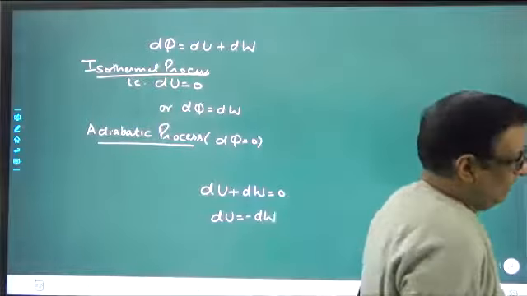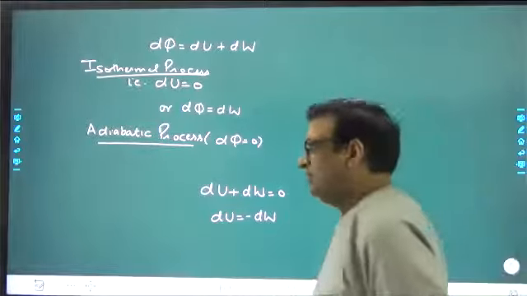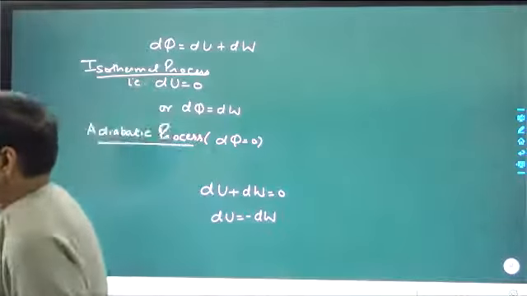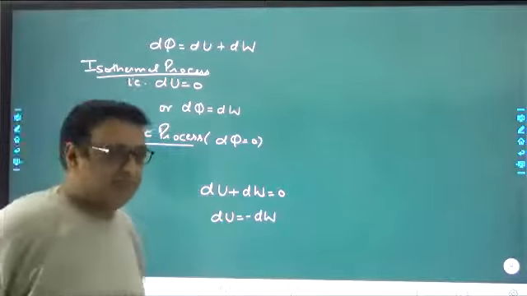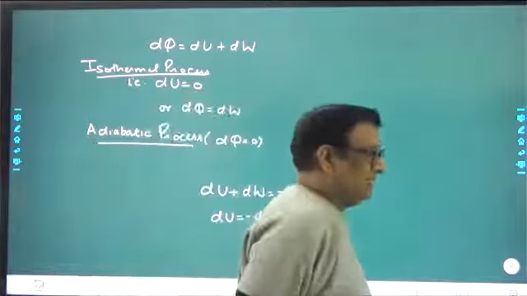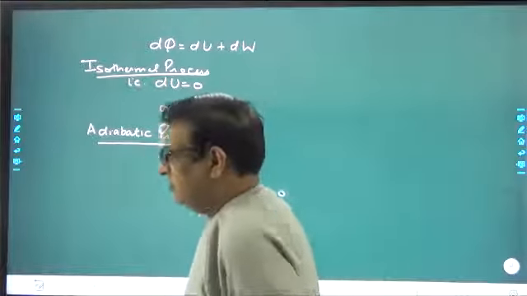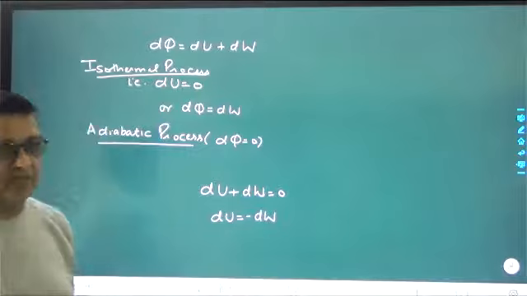सो यू कैन राइट एडियाबैटिक प्रोसेस. In adiabatic process, no heat energy is exchanged between system and surroundings. That is, dq is equals to 0.